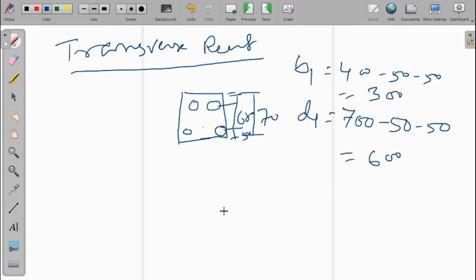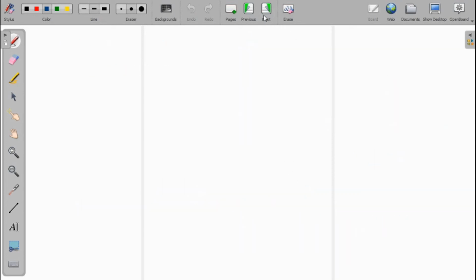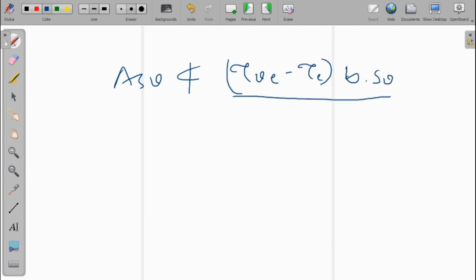Then what is the equation given in the code book for calculation of the ASB? The equation is ASB is equal to TUSB divided by B1 D1 into 0.87 Fy, plus BUSB divided by 2.5 D1 into 0.87 Fy. This is the equation, and again there is a condition given that ASB shall not be less than tau B minus tau C into BSB divided by 0.87 Fy. So this is the condition.